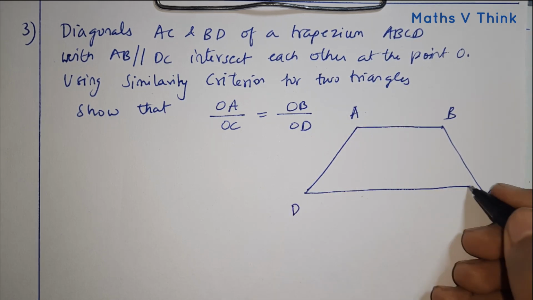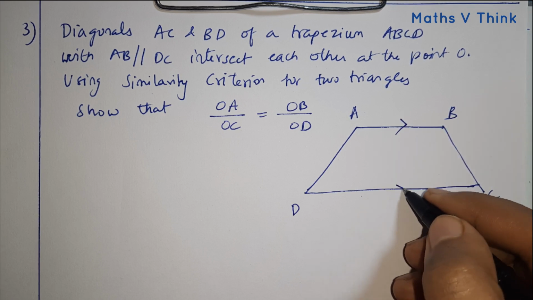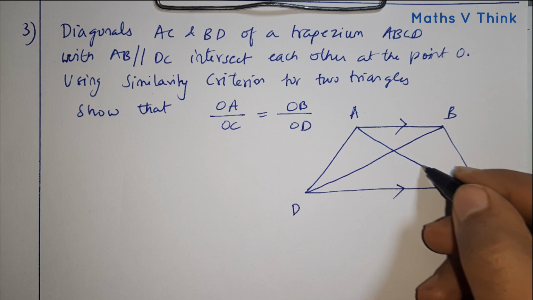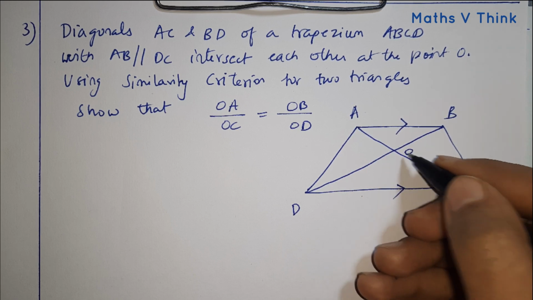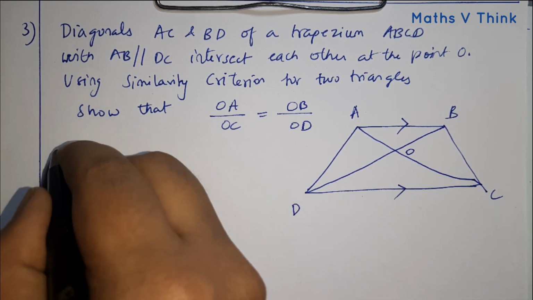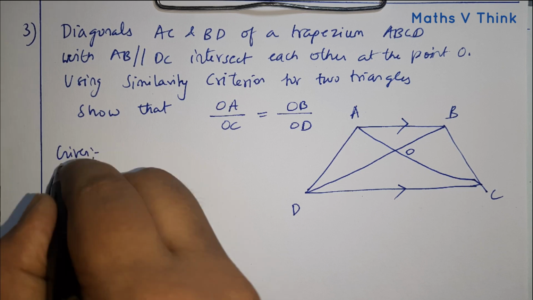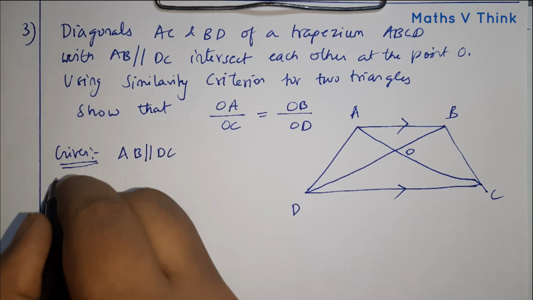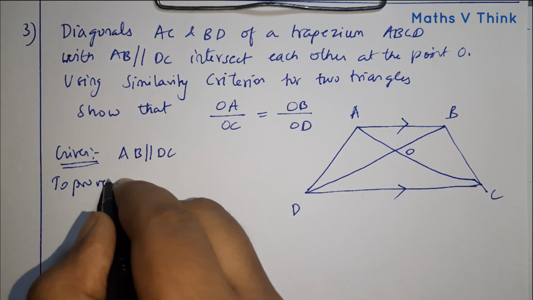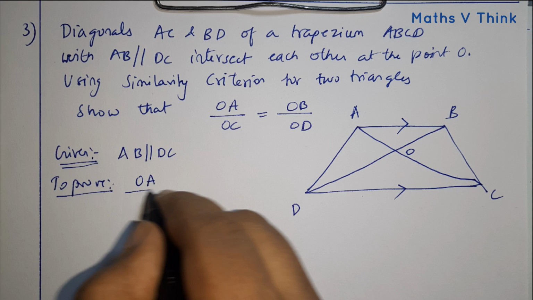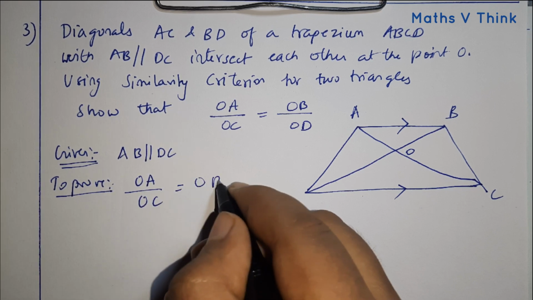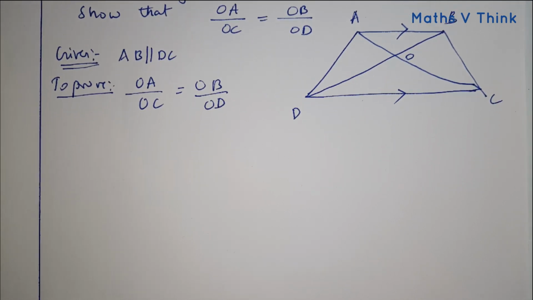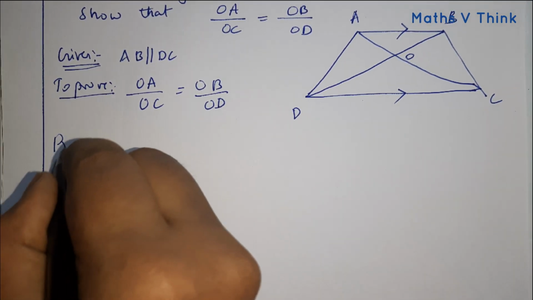ABCD trapezium. They told AB is parallel to DC and the diagonals will intersect at O. So write given: AB is parallel to DC. To prove: OA by OC is equal to OB by OD. Proof.